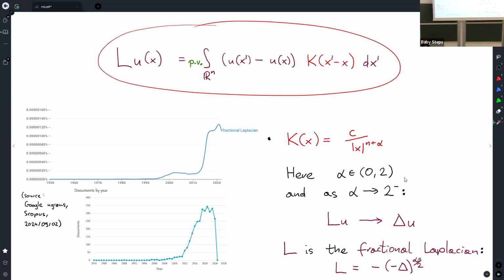You mean in what sense? You mean in the principal value? Oh, here. Well, if U is regular, then you can have pointwise convergence.